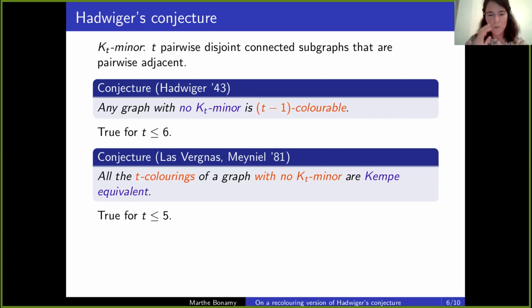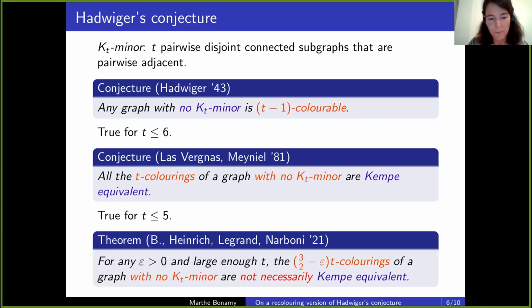But anyway, just trying to emphasize that this is related to Hadwiger's conjecture. It's really a recoloring version of it, but it doesn't imply it and it is not implied by it. It's really independent. It just has the same flavor. And the main result I want to tell you about is that this is unfortunately really false.